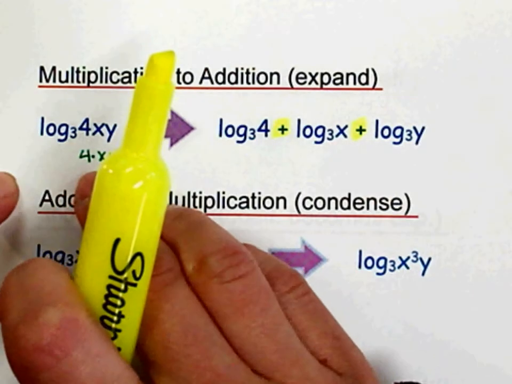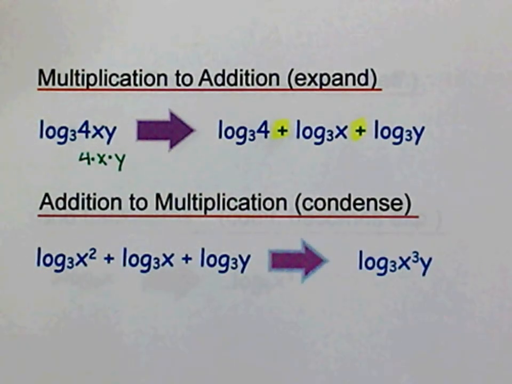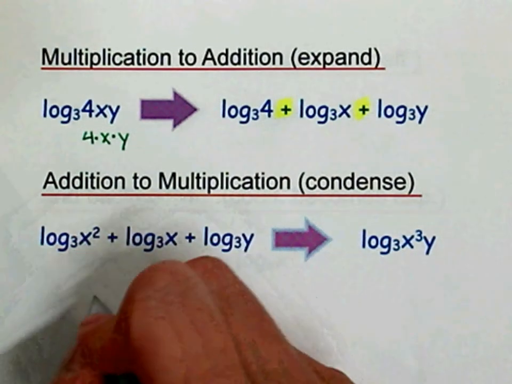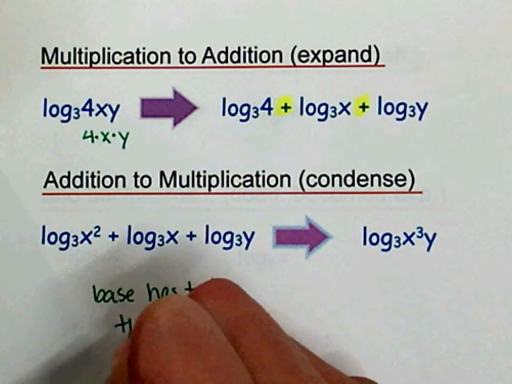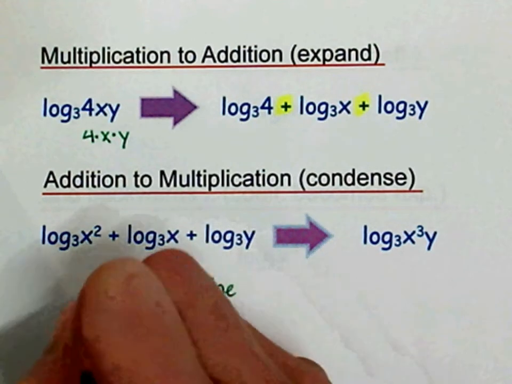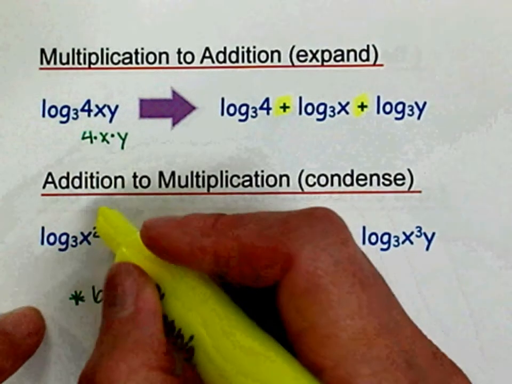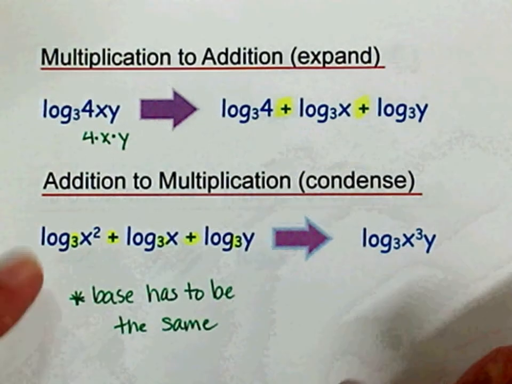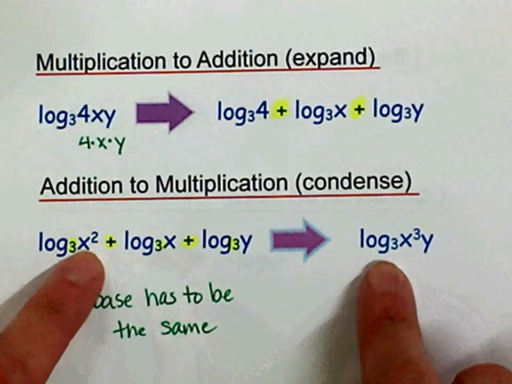So if it's multiplying, you're going to expand it to add. And you go in reverse, condensing. Condensing means to make smaller. Now, the one thing that you need to know is the base has to be the same. If the base is not the same, you will not be doing this method, okay? You can only combine those that are the same. Notice you have a plus. Your bases are all the same. So can I rewrite this and make it smaller? Absolutely. Log base 3 of x squared.